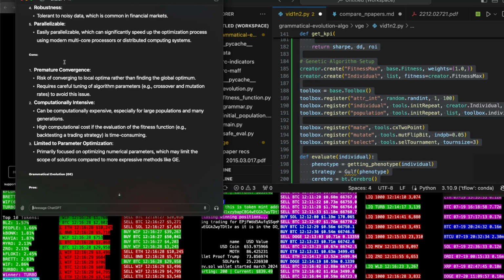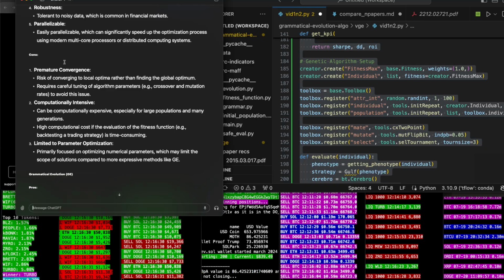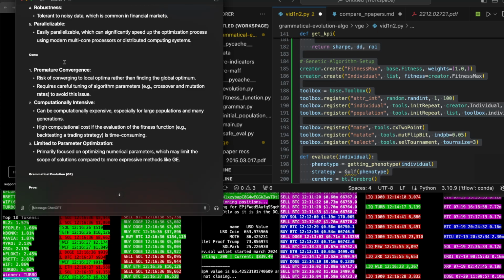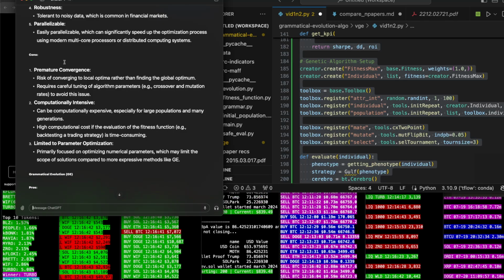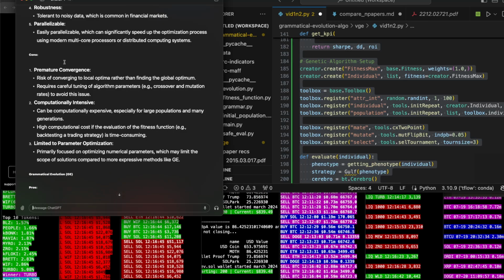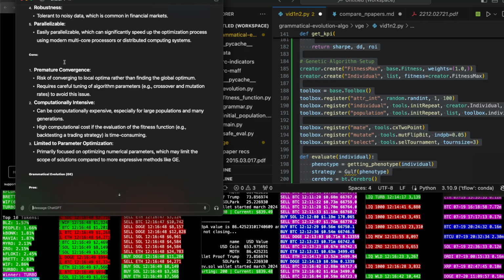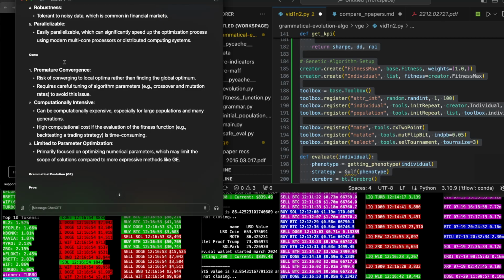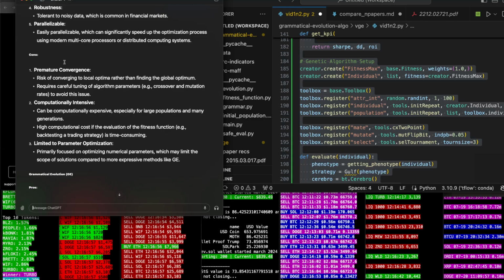Premature convergence. Risk of converging to local optima rather than finding the global optimum. Requires careful tuning of algorithm parameters such as crossover and mutation rates to avoid the issue. Computationally intensive, can be computationally expensive, especially for large populations and many generations. High computational cost if the evaluation of the fitness function is time consuming.